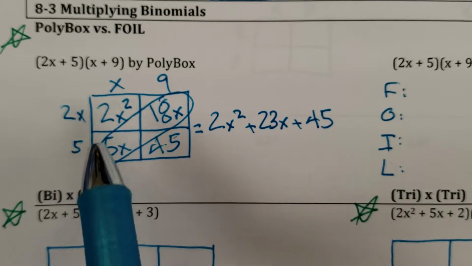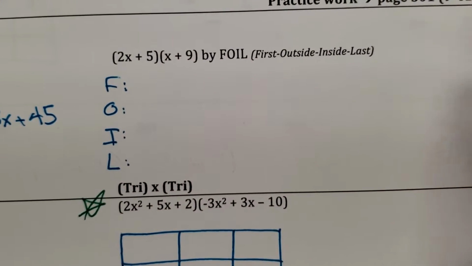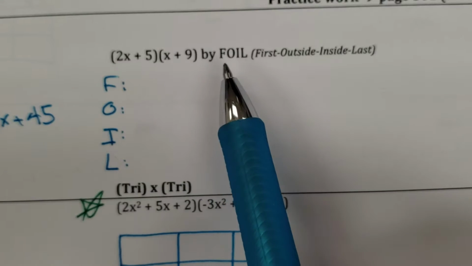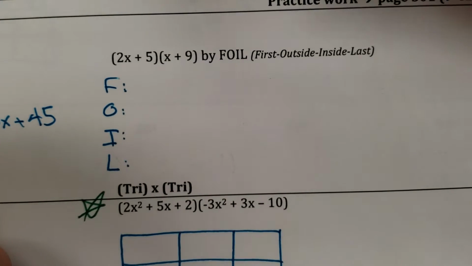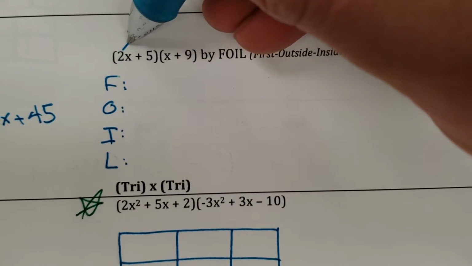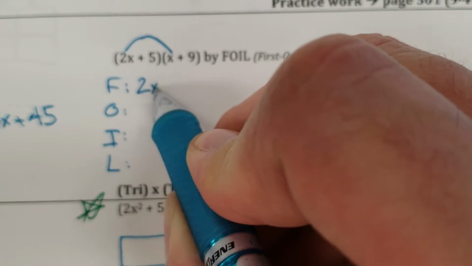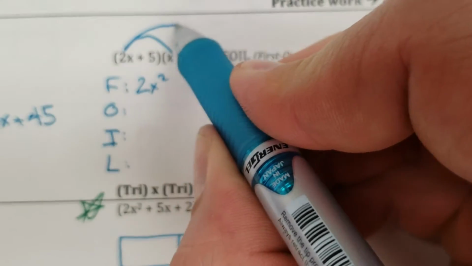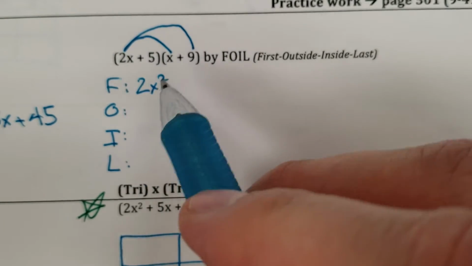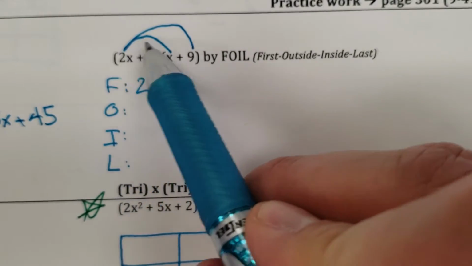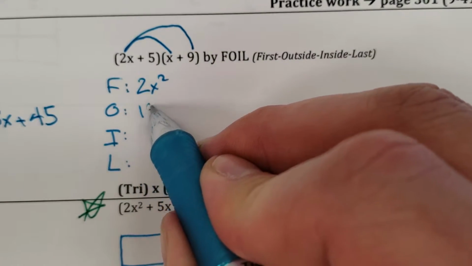There's another method if you don't want to draw the polybox, if you just want to use some mental math. There's this thing called the FOIL method. FOIL stands for first, outside, inside, last. So in your mind, multiply the first items. 2x times x would be 2x squared. Multiply the outside items. What do you mean by the outside? 2x and the 9 are the furthest outside pieces. Oh, by the way, 2x and x are the first piece of each binomial. Outside, that would be 18x.